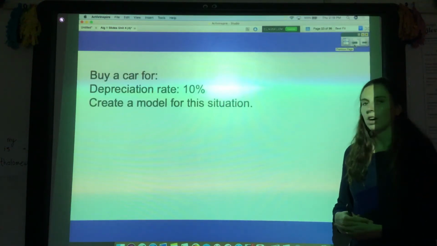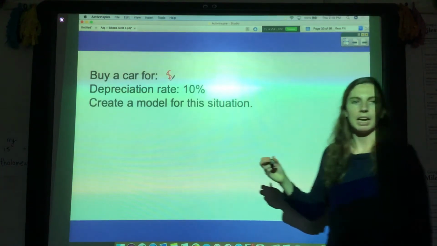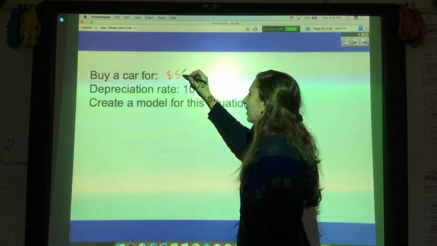Imagine we want to buy a car for, I don't know, pick a number. Macy, how much do you want to buy a car for? 5,500. Oh my god. Oh, 5,500, okay.